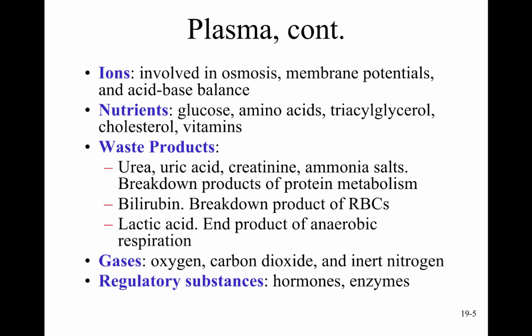We're very familiar with the gases, oxygen, carbon dioxide, and nitrogen. Now, most of the oxygen in your blood gets transported by red blood cells, but there is a small amount of oxygen that's actually dissolved in the plasma, along with carbon dioxide. And then regulatory substances, we talked about the hormones already. There are some enzymes. Remember, enzymes catalyze different reactions.